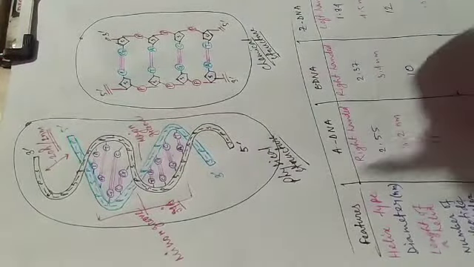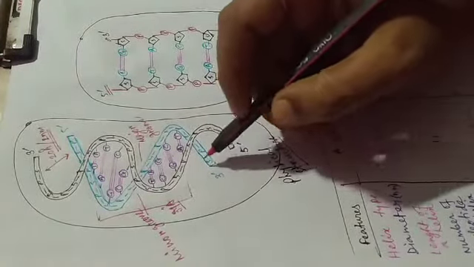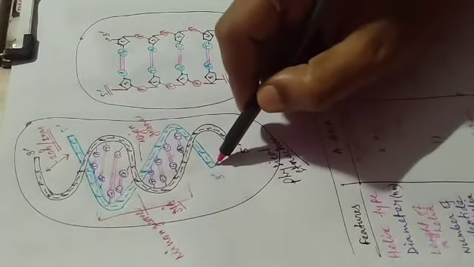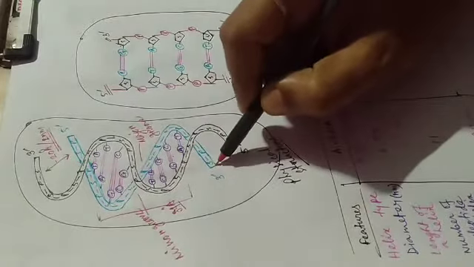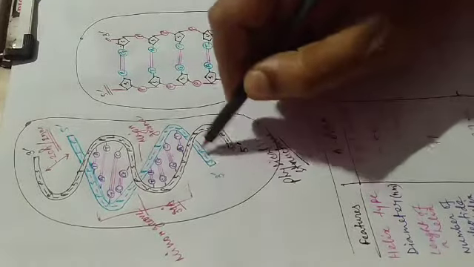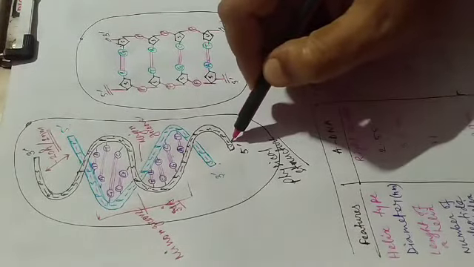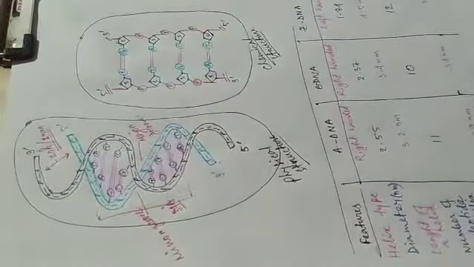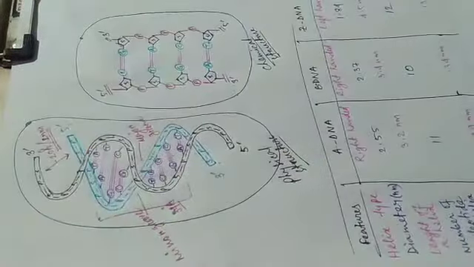Fine. So that is the physical structure. Look at that end. Here, one strand runs from 3 prime to the 5 prime, and another strand runs from 5 prime end to the 3 prime end. So that is the physical structure of a DNA.